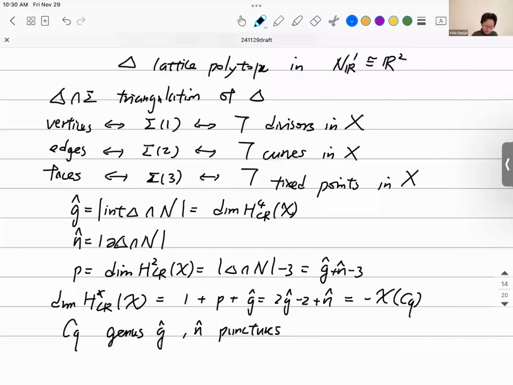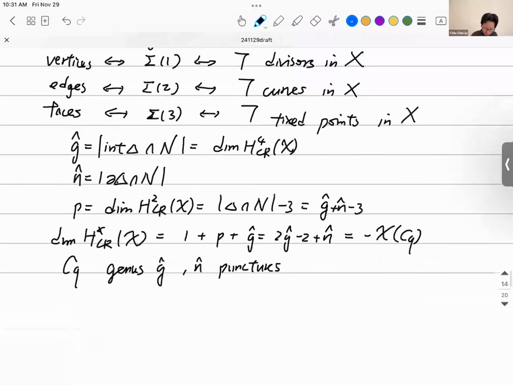So now the dimension of the Chen-Ruan cohomology is: H0 is one-dimensional, H2 is p-dimensional, and H4 is G hat dimensional. It's 2 G hat minus 2 plus n hat, which is equal to the negative of the Euler characteristic of the mirror curve. Indeed, the mirror curve has genus G hat and n hat punctures.